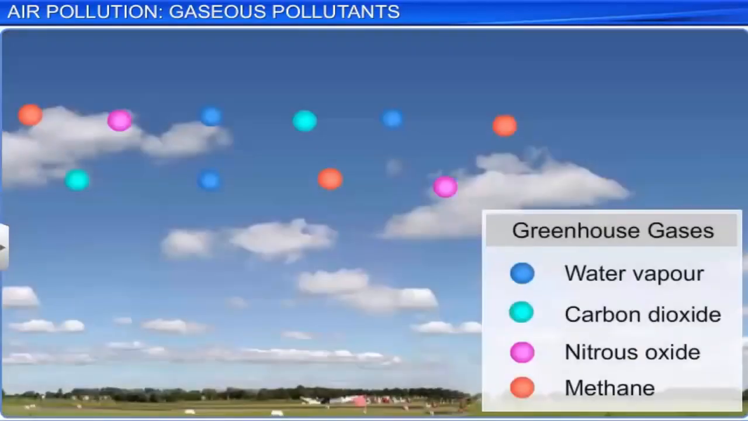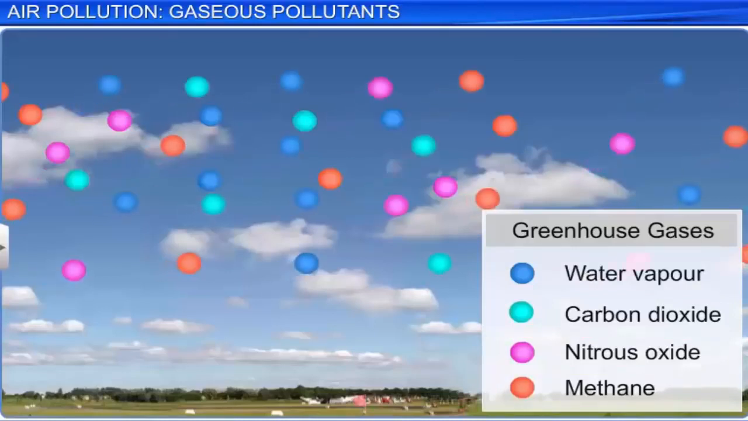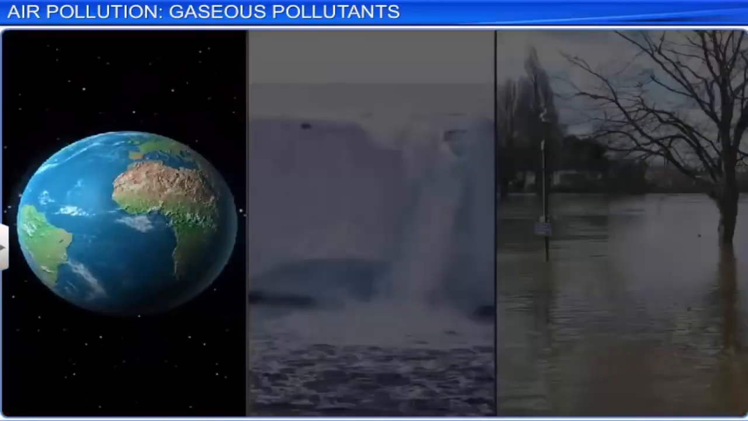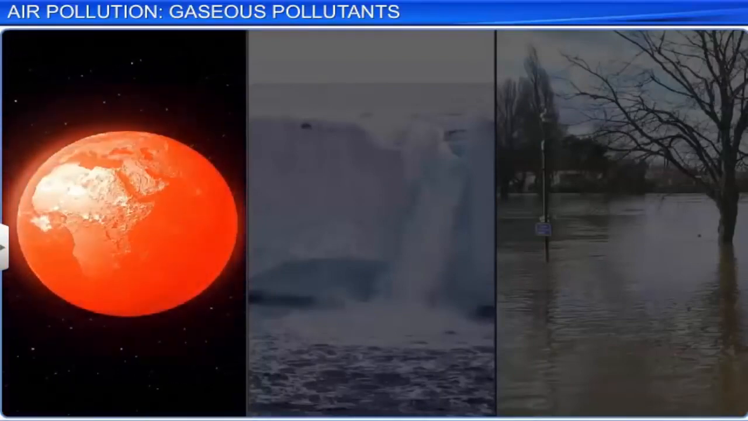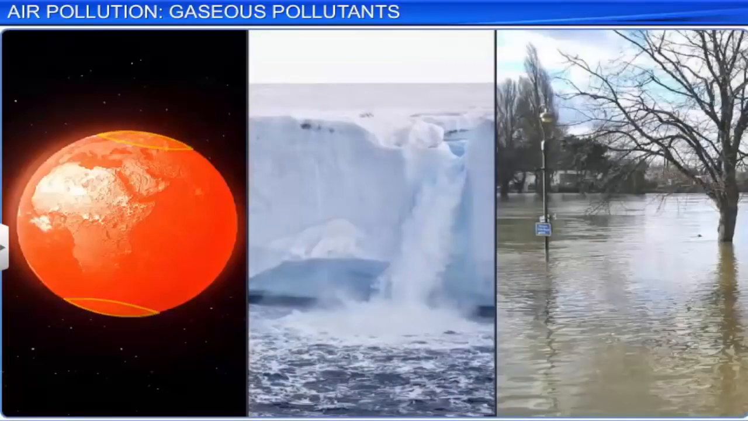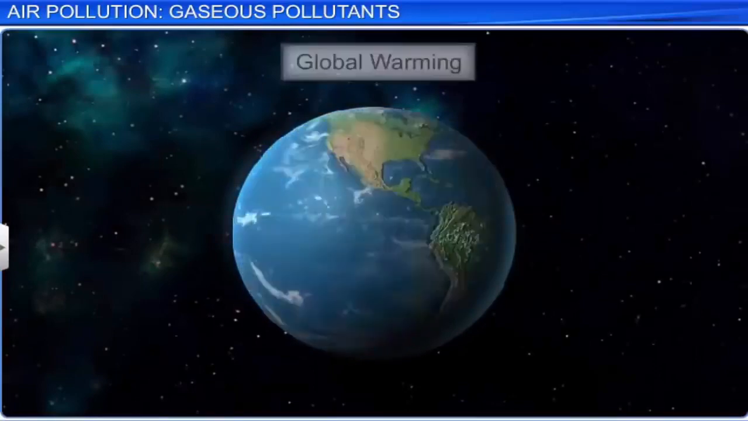Therefore, gases in the atmosphere that trap the sun's heat are known as greenhouse gases. Water vapor, carbon dioxide, nitrous oxide, and methane are some of the major greenhouse gases. When the level of greenhouse gases in the atmosphere increases, they trap more heat from the sun and also from the Earth's surface. As a result, the atmosphere becomes warmer, and in a few years may lead to the melting of polar ice caps and the flooding of low-lying areas all over the Earth. This is what we call global warming.